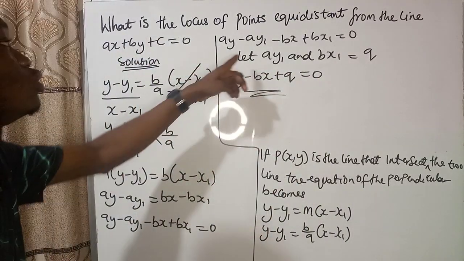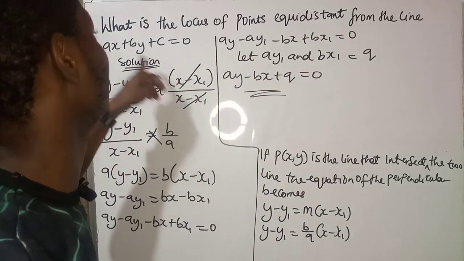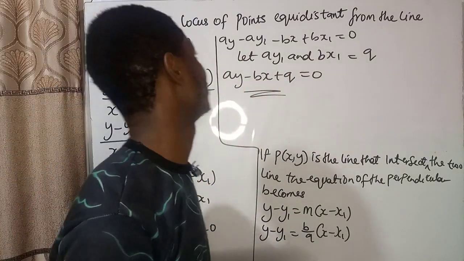So this is the locus of a point equidistant from the line ax plus by plus c equals 0.